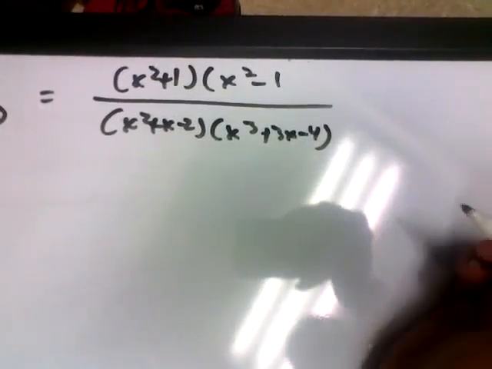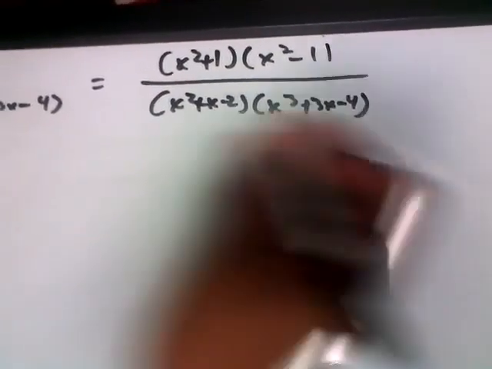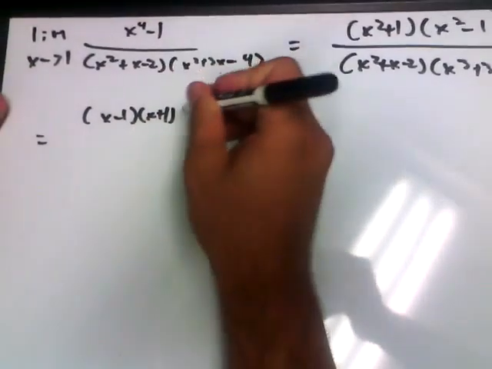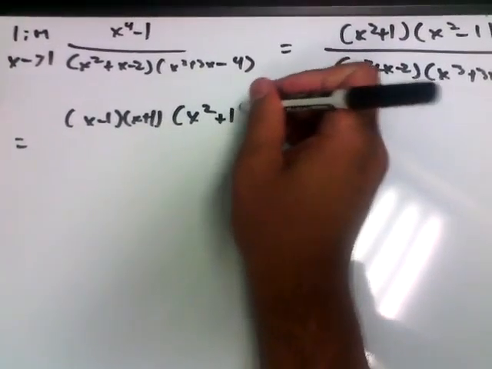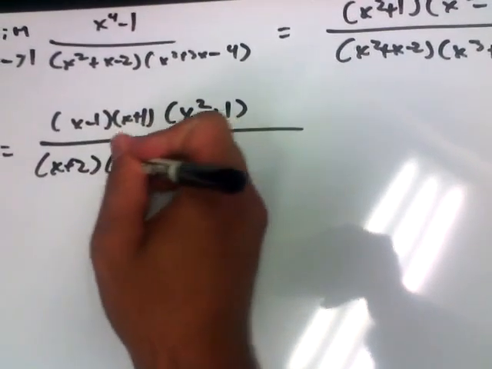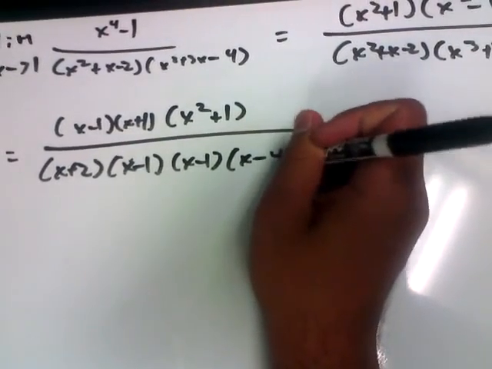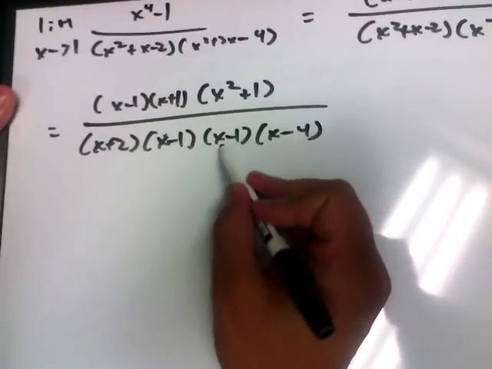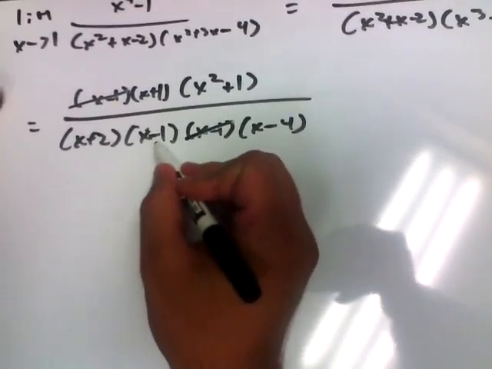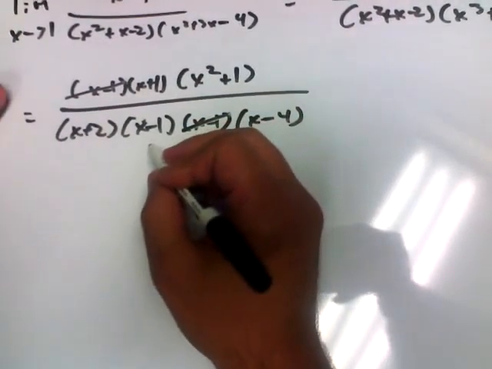Alright, we can't really knock anything out right now. So we're going to keep separating it. And if I continue to do that, I can end up with x minus 1 times x plus 1 times x squared plus 1 over x plus 2 times x minus 1 times x minus 1 times x plus 4. Alright, so what we notice is we have x minus 1 on the bottom and x minus 1 on the top, so we can knock one of each out. But we're still left with an x minus 1 on the bottom, so we have to leave that one.